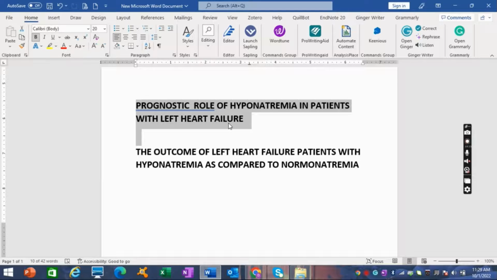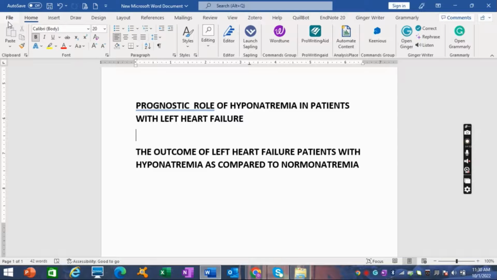How? Though I said that C is not necessary all the time, in this there is a C. How is there a C? Look at this hyponatremia. If I'm looking at the patients of left heart failure with hyponatremia, obviously there will be patients in which there is no hyponatremia. There will be patients with normal serum sodium. But before the C, let's come to our O.